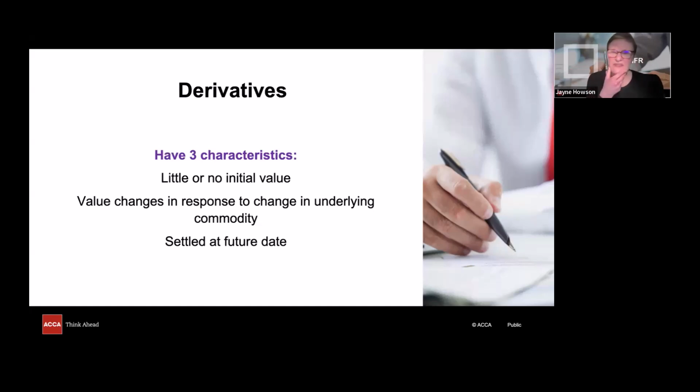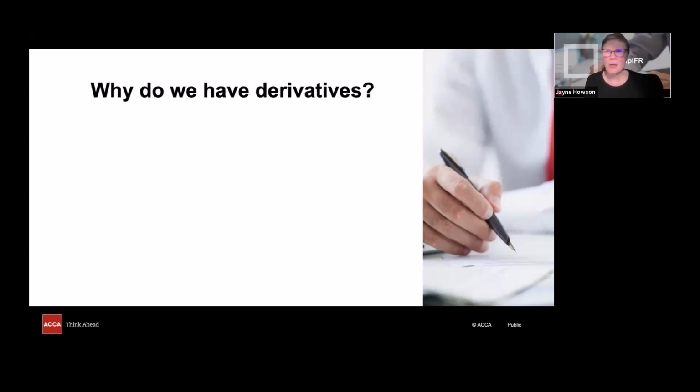Now, I would learn that definition in case you're asked to define. So why do we have these derivatives? Well, we know that we're trying to eliminate risk, or we're trying to minimize risk. Risk can come in many forms in exam questions. It can be about a commodity price like wheat or gold or oil, or we can be worried about the price of a foreign exchange contract.